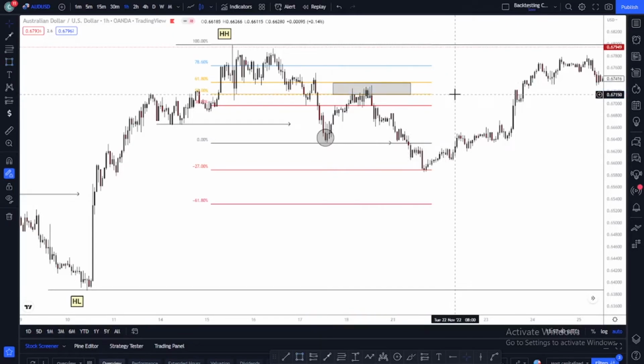Okay, so after price got to my golden zone, what did it do? First of all, we look for rejections. We don't just jump into the trade. You get me? Nothing is promised when it comes to the forex market. No trading strategy is 100%. So we build confluences around our trade. Before we even take a trade, we build confluences.